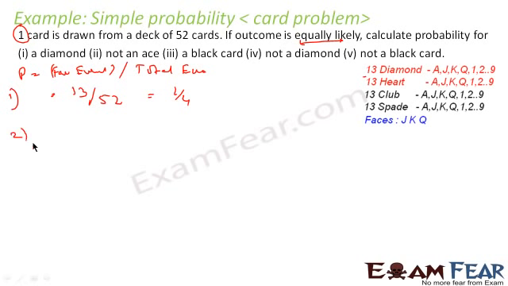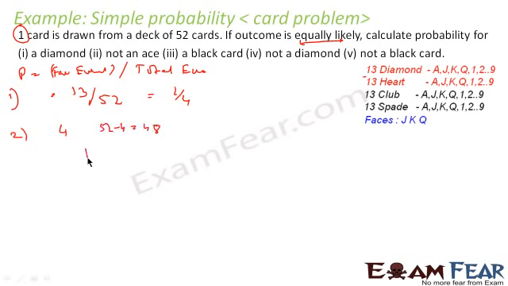Probability for not an ace. So not an ace, how many aces are there? 4. How many are not ace? 52 minus 4 is equal to 48. So in this case, the probability of not ace is equal to 48 by 52.